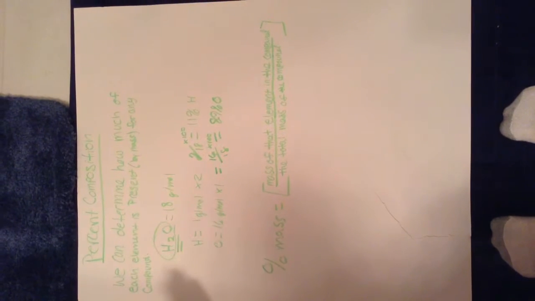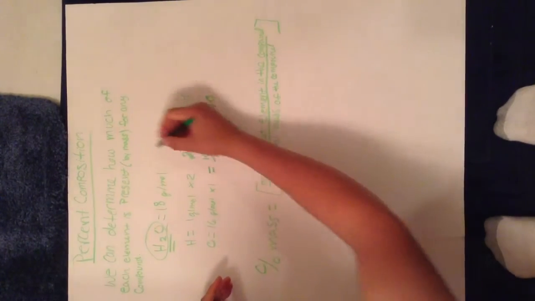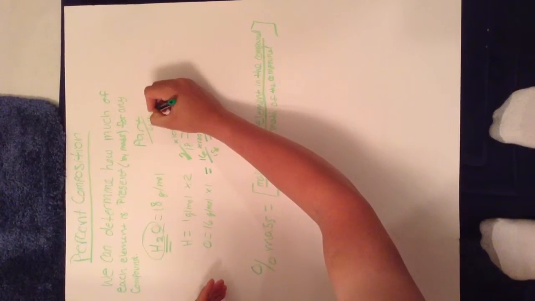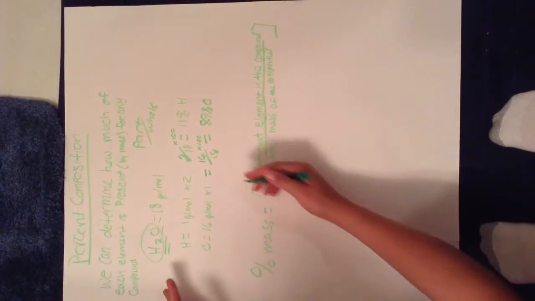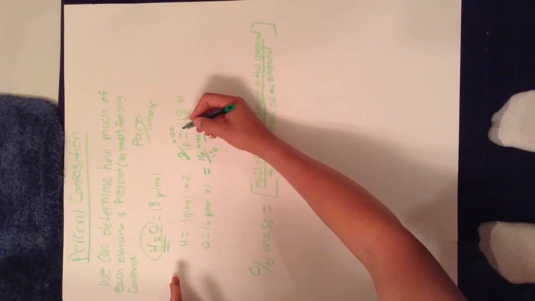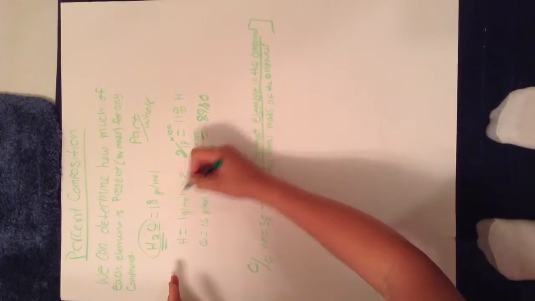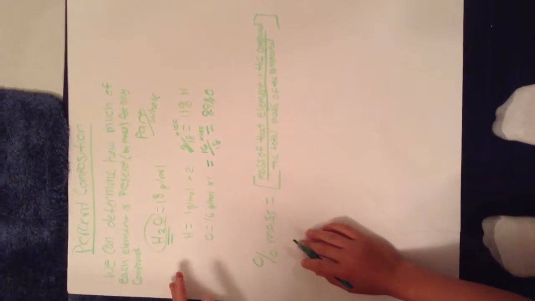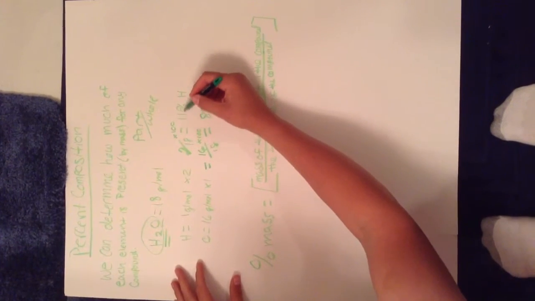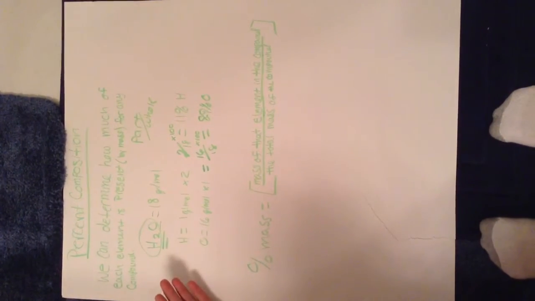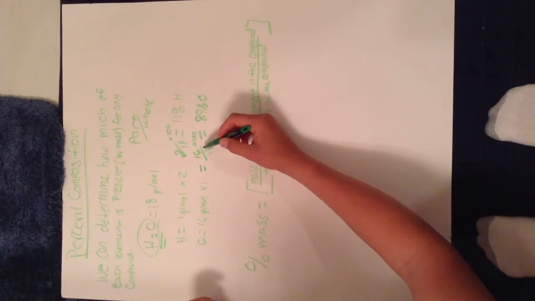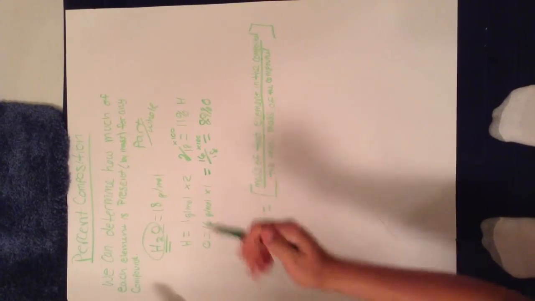So for the percent composition, basically it is a part over whole. So basically we have to do 2 over 18 because there's only 2 hydrogens in H2O, over 18, how much the compound weighs, times 100 equals 11% of hydrogen in water. So for oxygen we'll do the same thing, 16 over 18 times 100 equals 89% of oxygen in water.